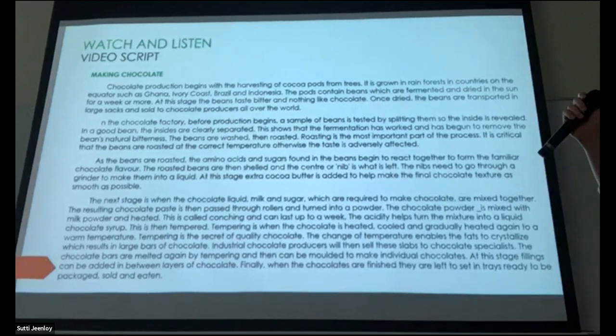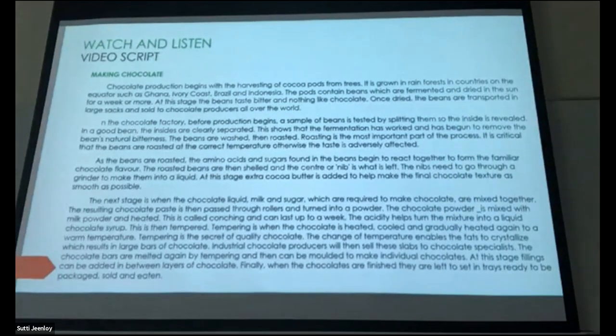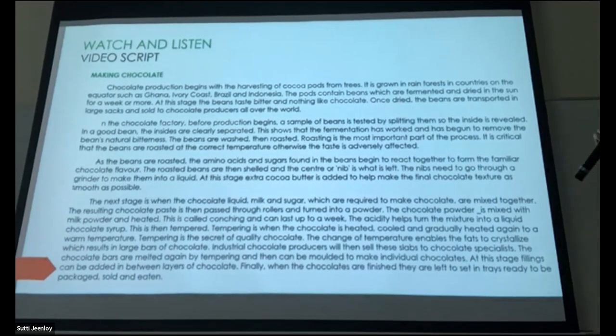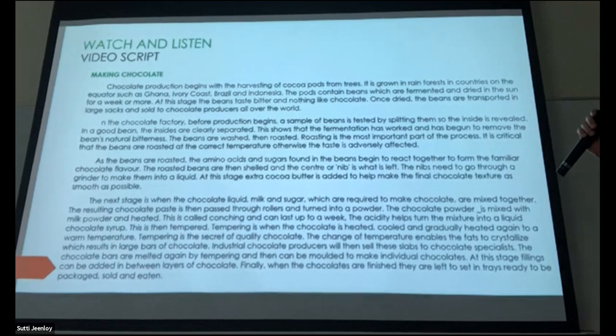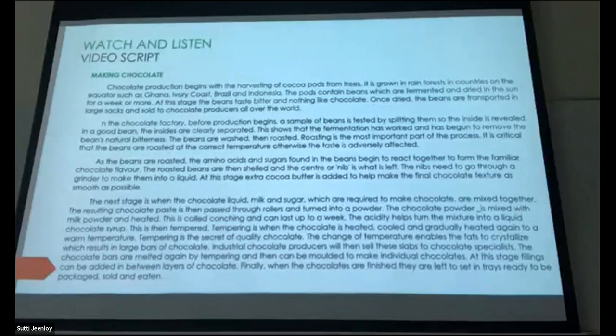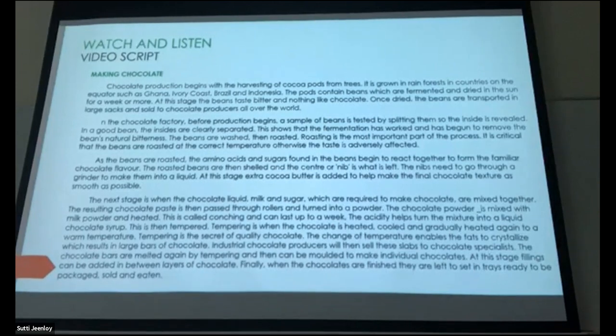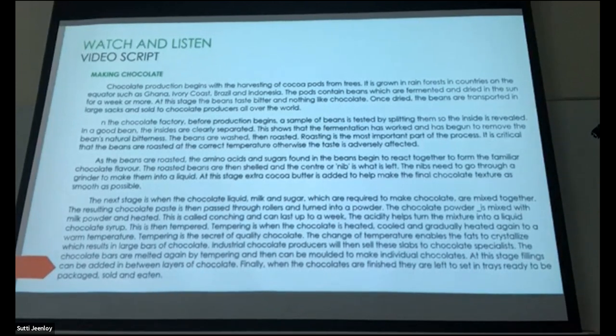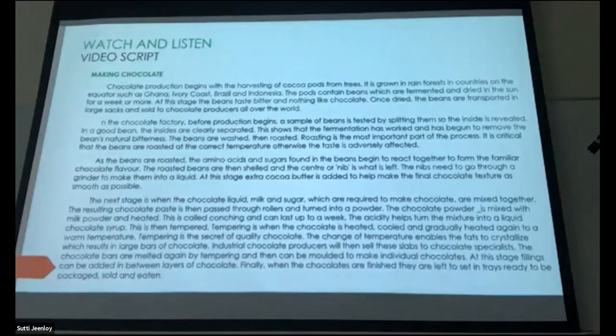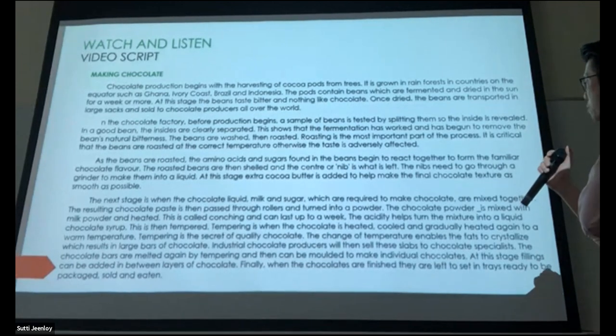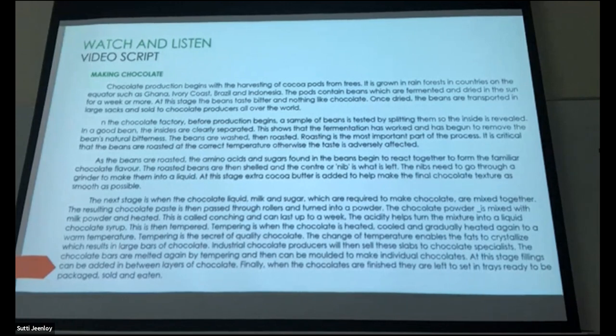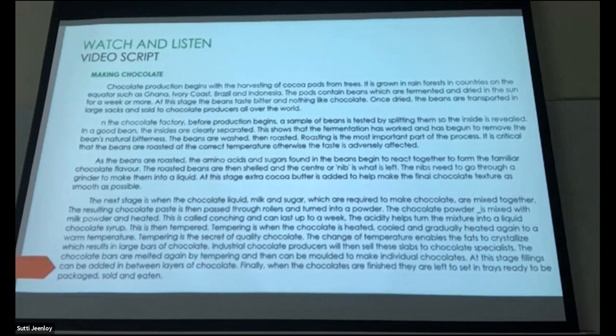As the beans are roasted, the amino acids and sugars found in the beans begin to react together to form the familiar chocolate flavor. The roasted beans are then shelled, and the center or nib is what is left. The nibs need to go through a grinder to make them into a liquid. At this stage, extra cocoa butter is added to help make the final chocolate texture as smooth as possible.